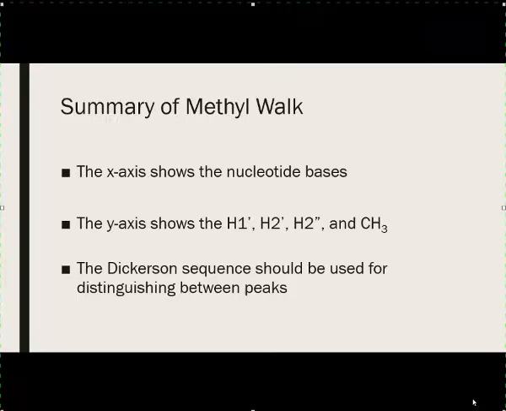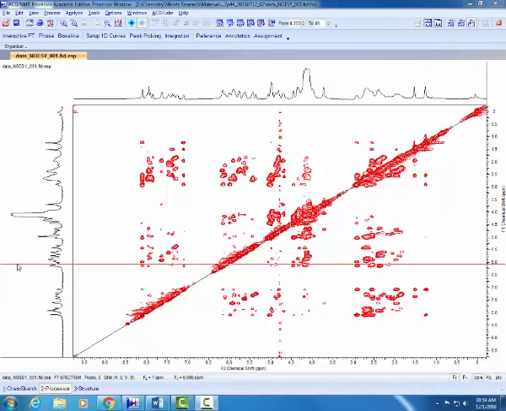3. We can use the sequence of the Dickerson dodecamer to walk from base to sugar to base and identify all the peaks, and ultimately verify the sequence. Now these peak assignments are all based on trends, and they still need to be compared to and verified by literature values. The next step after the methyl walk is the 1' hydrogen walk. In this walk, we can use the knowledge of the A6H8, T7H6, and T8H6 locations in the 1' hydrogen region to identify the rest of the base locations and their 1' hydrogen locations.